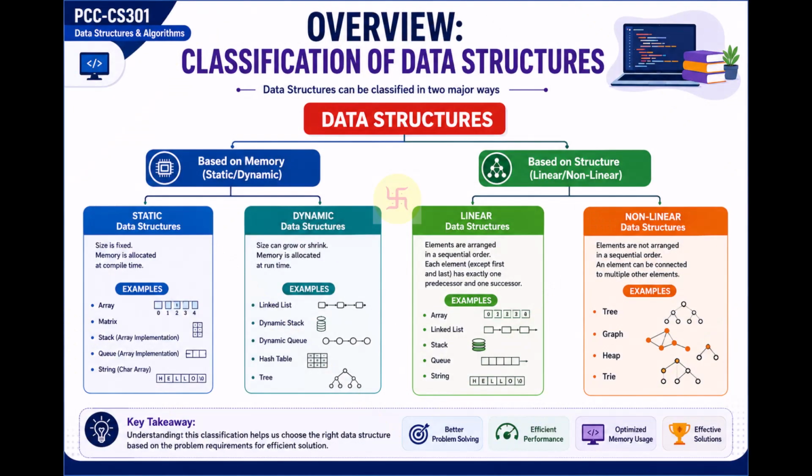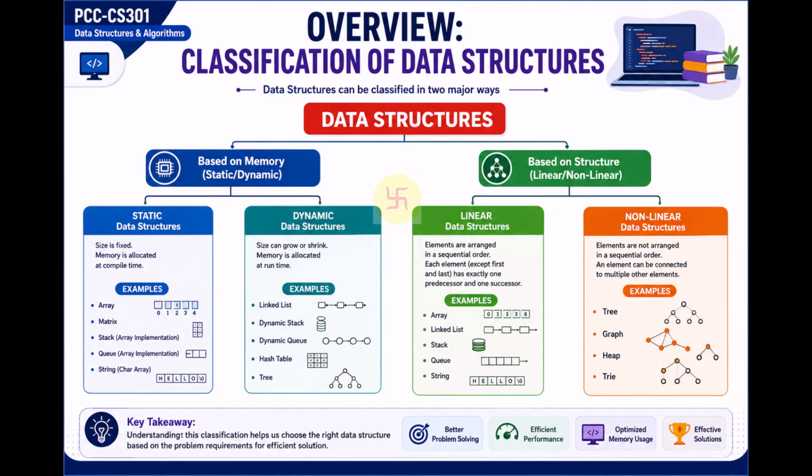Now we come to the main topic of today's lecture, classification of data structures. We can broadly classify data structures in two major ways. The first classification is based on memory allocation. Here, we have static data structures and dynamic data structures. The second classification is based on how the elements are organized. Here, we have linear data structures and non-linear data structures.